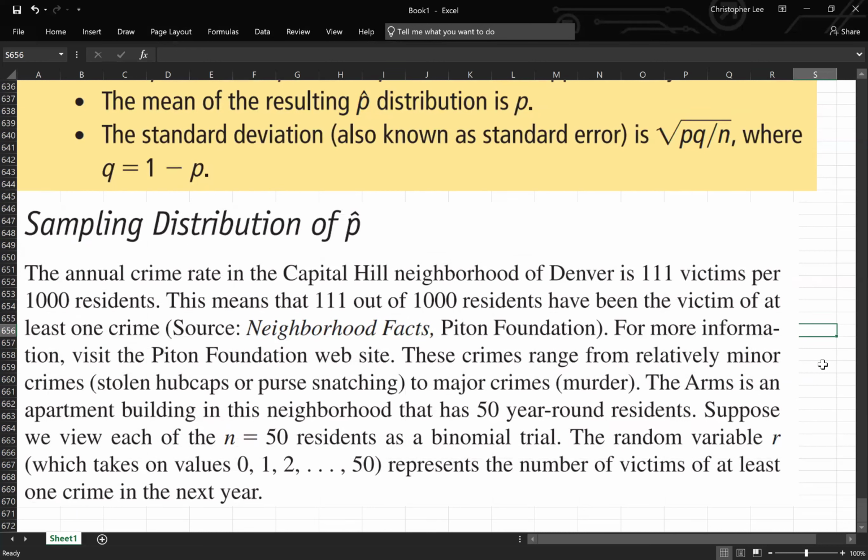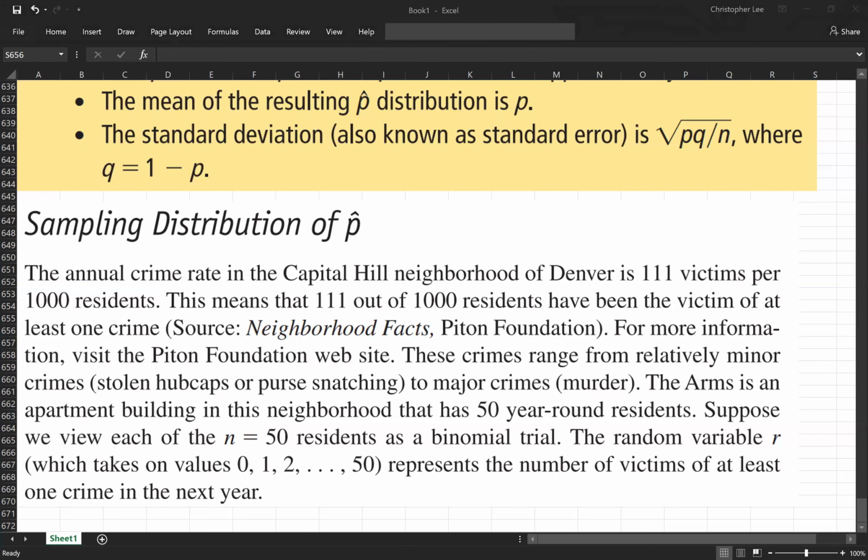These crimes range from relatively minor crimes, stolen hubcaps or purse snatching, to major crimes, like murder. The Arms is an apartment building in the neighborhood that has 50 year-round residents. Suppose we view each of the n equals 50 residents as a binomial trial. The random variable r, which takes on the value 0 to 50, represents the number of victims of at least one crime in the next year. Okay. So kind of a morbid story, but we're going to look at it.